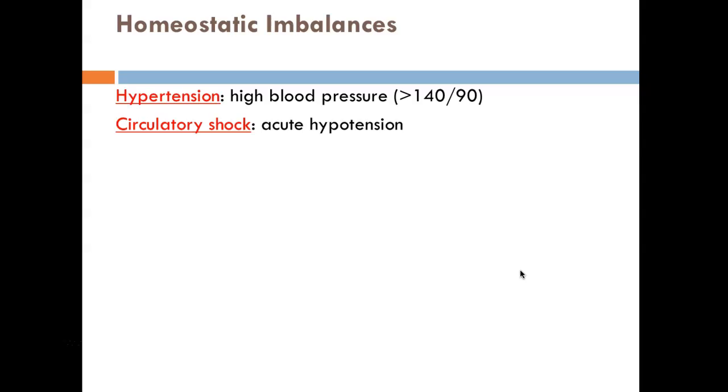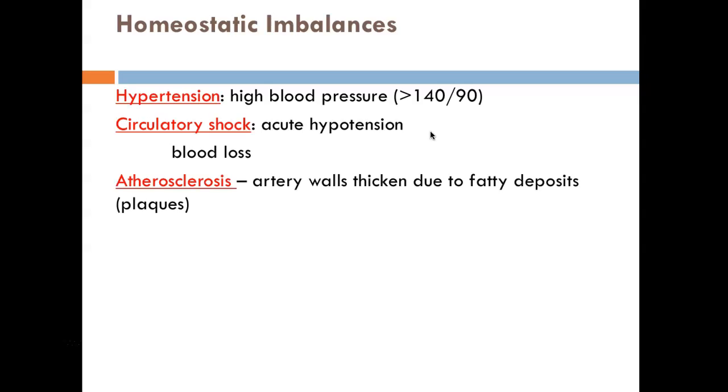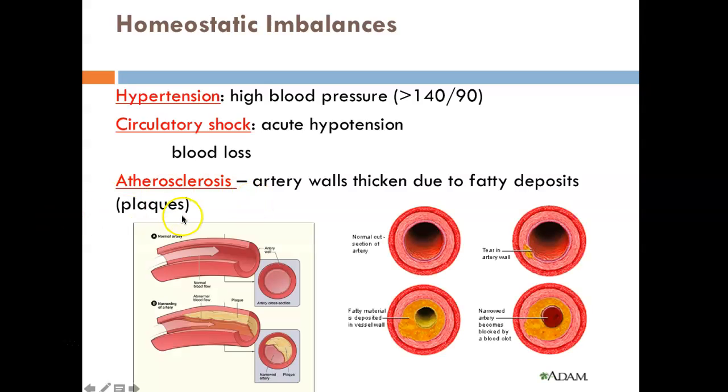And so when there's homeostatic imbalance in blood pressure, a person could have hypertension, which means they have high blood pressure, which means they're going to have multiple readings over several days of 140 over 90. Circulatory shock is when a person has hypotension, meaning their blood pressure is too low, and this can be a result of blood loss. And then atherosclerosis is when the artery walls are going to thicken due to fatty deposits or plaques. And what that's going to do is lead to hypertension. So hypertension could be a sign of atherosclerosis.